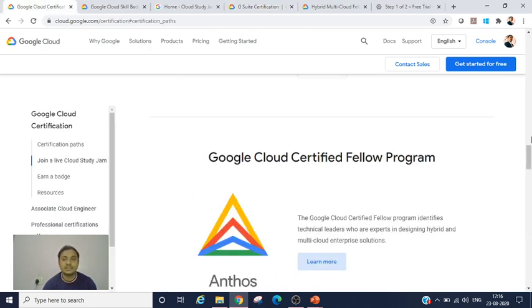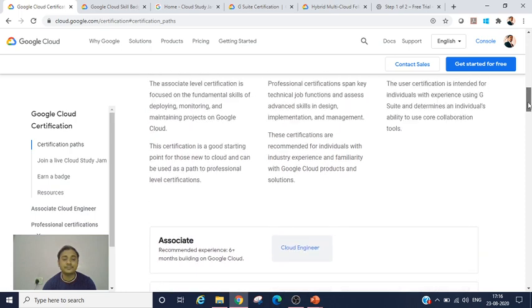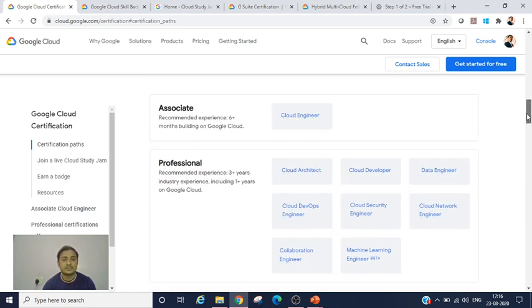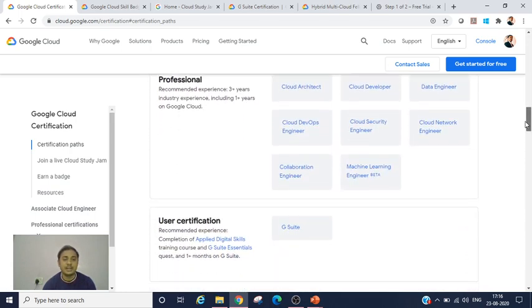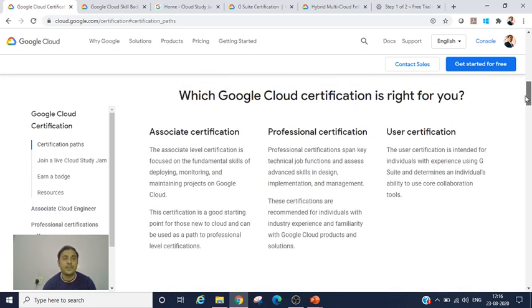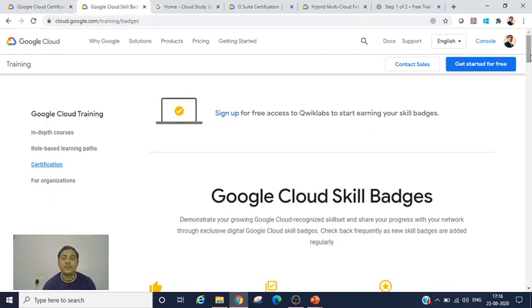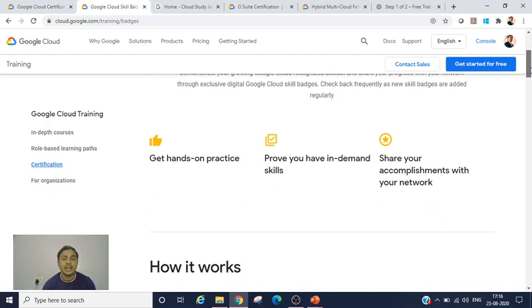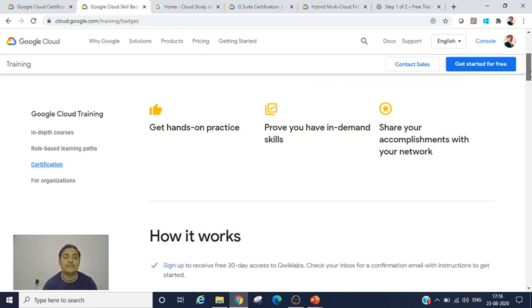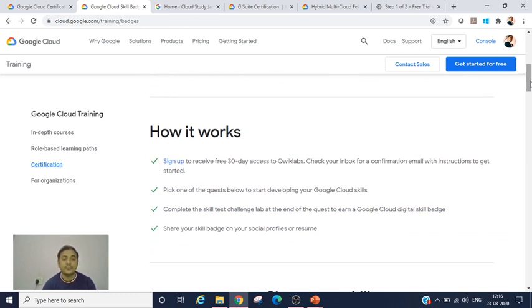Let's look into the other stuff. The Google Cloud certification path, right? Whatever we discussed is on this website: associate, professional, and user certification. The important part is that if you click on this, earn a badge, it will take you to a link where you can do certain activities and earn a badge for that particular activity even before your certificate, which is also very helpful.